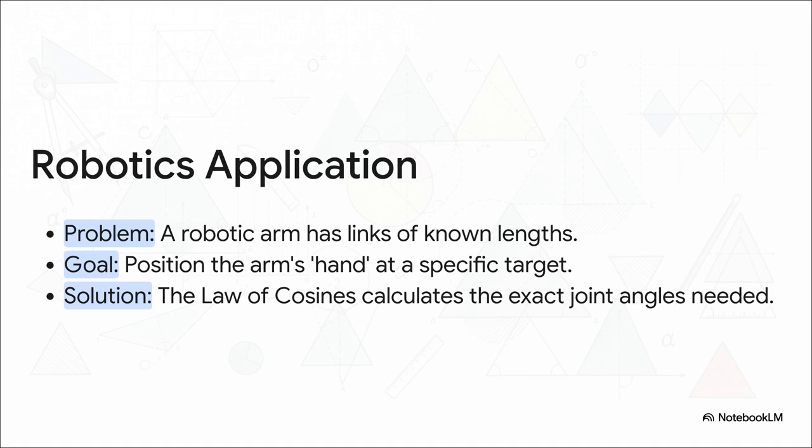Those are your sides. Now, to get that hand to a precise target, the robot's brain needs to figure out the exact angles for the shoulder and elbow. And how does it do that? You guessed it. It uses the law of cosines to solve that triangle and find the perfect angles for incredibly precise movements. So there you have it.